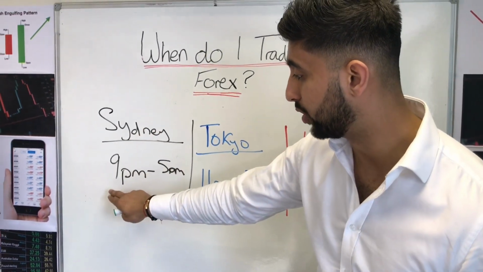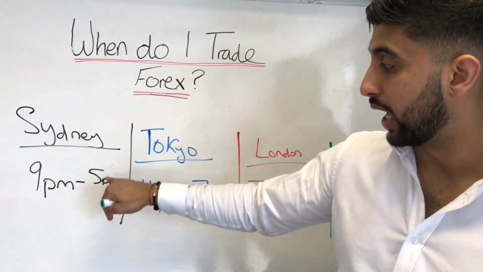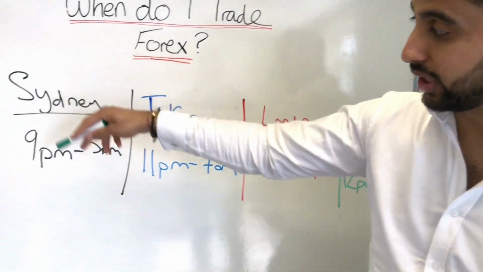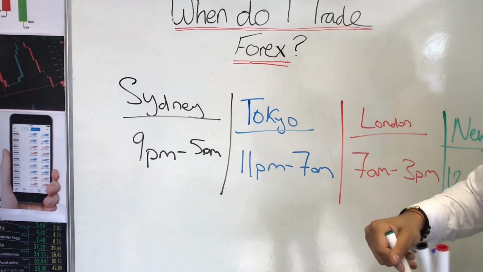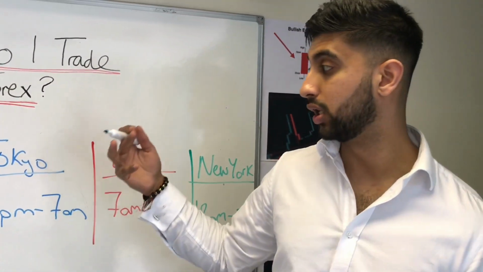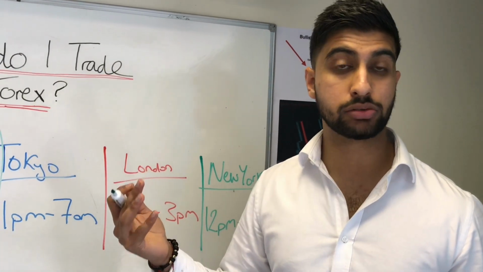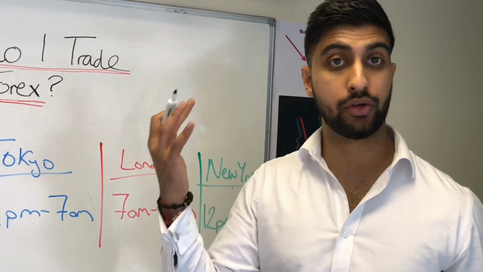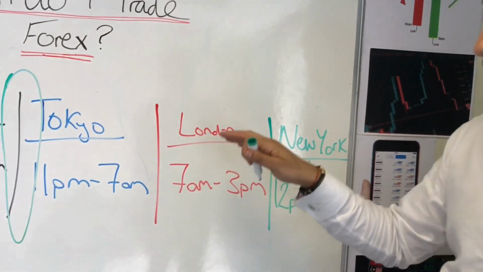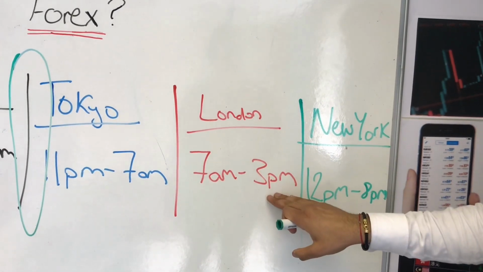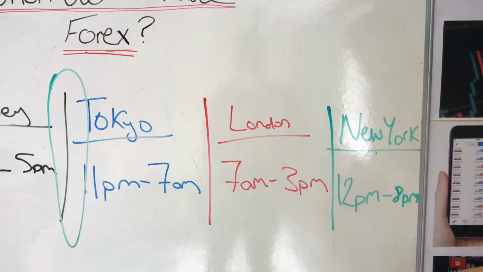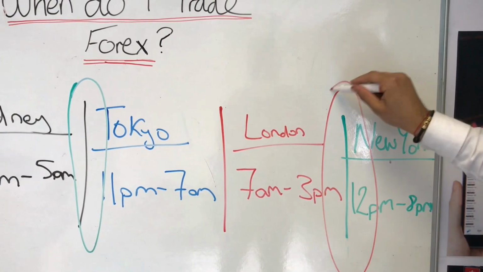The first session starts from 9 PM all the way to 5 AM, and the second session will be from Tokyo from 11 PM to 7 AM. Now typically these sessions here, they overlap in the middle here. And this is a sweet spot, or this is a really nice area where the markets are more volatile. So volatile when both currencies are moving at a fast rate and there's more money being involved in it. The next sessions are London, 7 AM to 3 PM, and New York from 12 PM to 8 PM. So this is typically the sweet spot here, in the middle here.